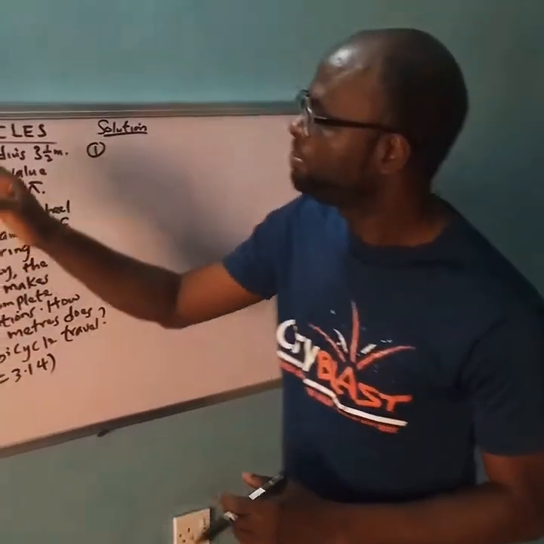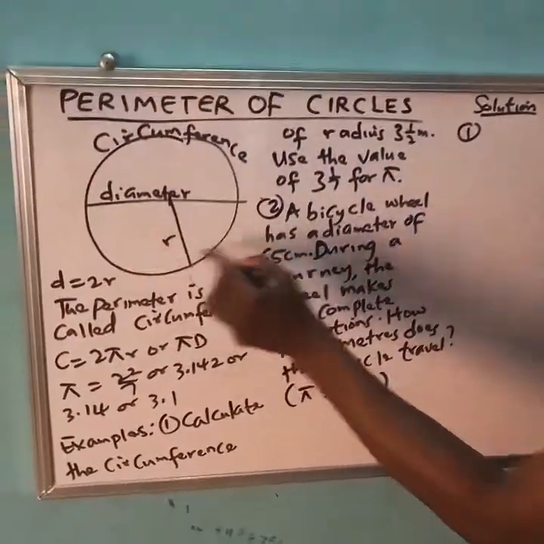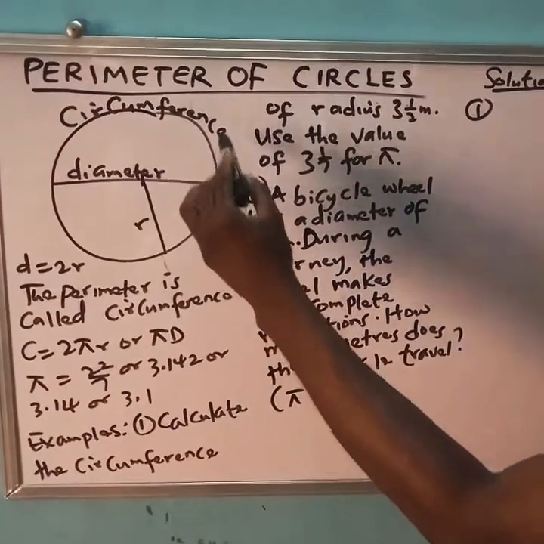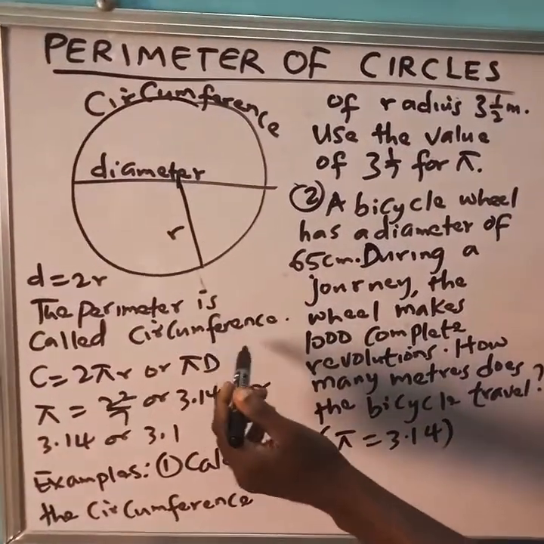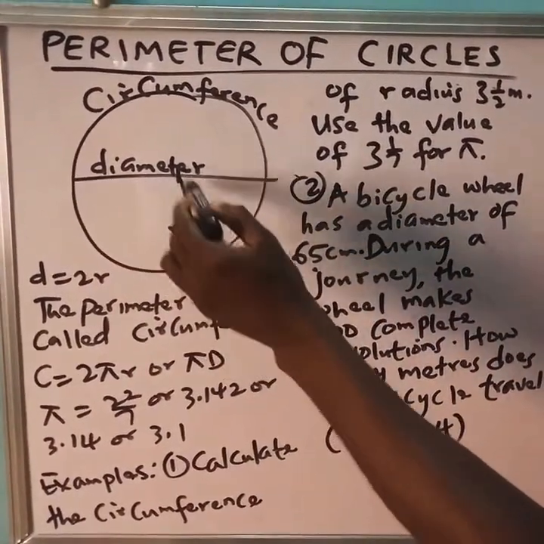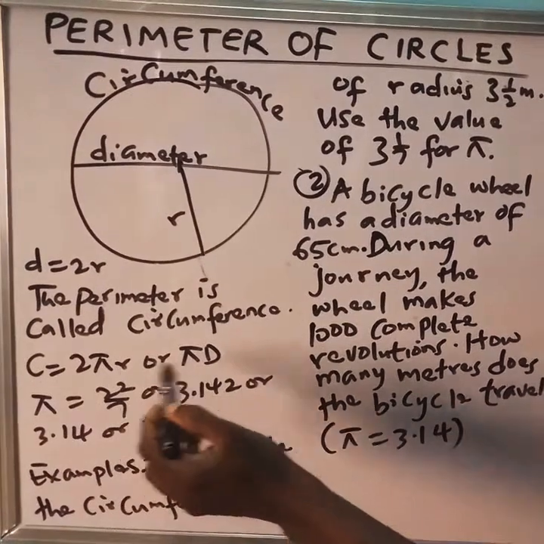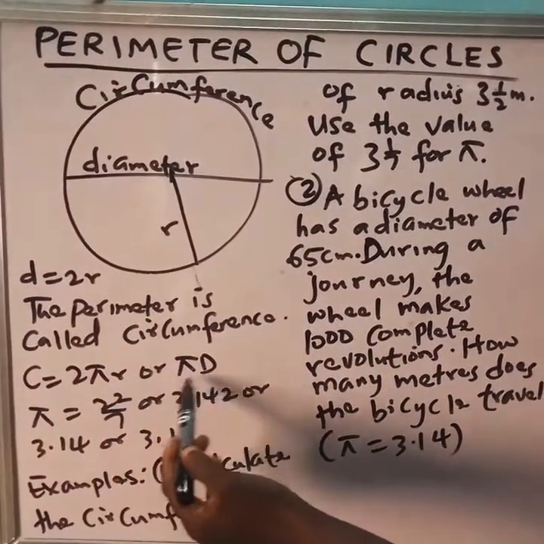Now the topic is perimeter of circles. The distance around your circle is called the circumference, and the distance around any plane shape is the perimeter. So the perimeter is called circumference. Your diameter is twice your radius. This is the center of the circle. So d is 2r and circumference is 2 pi r or pi d.